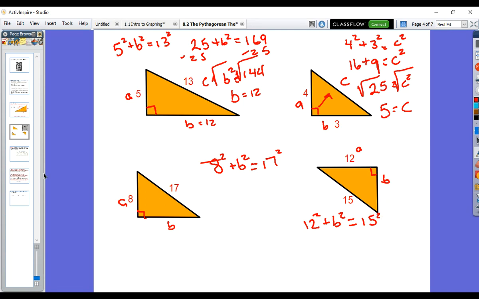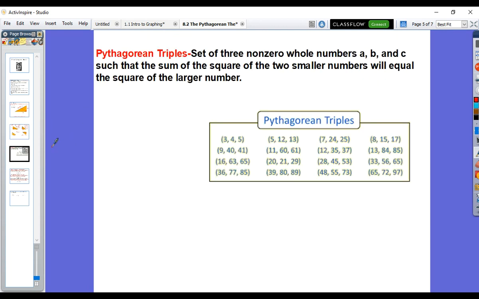Hopefully you did them in class and you know the answers by now. But let's kind of move on. Just look at the more important things to talk about. So Pythagorean triples are a set of numbers in the form of A, B, and C, in which they give you perfect numbers. So they give you whole numbers.